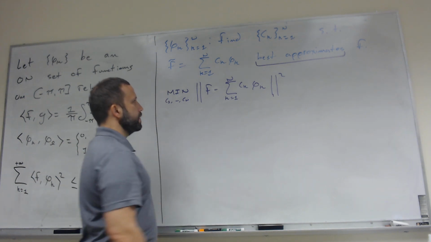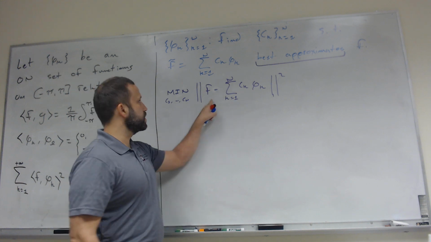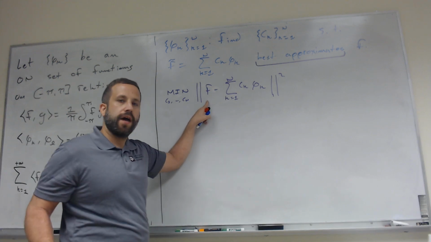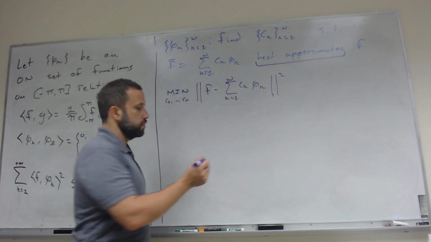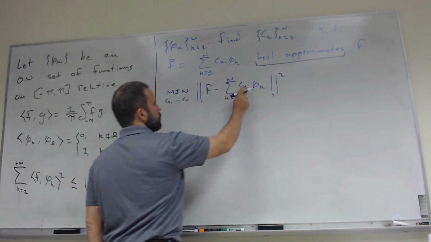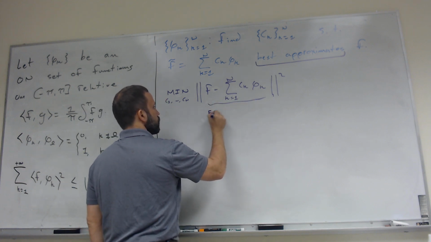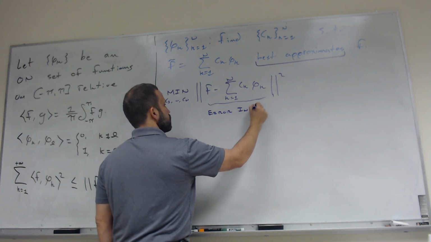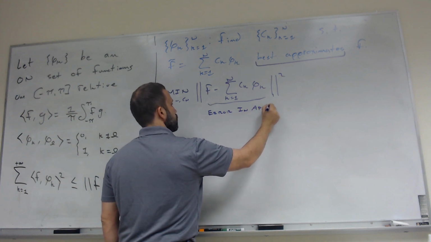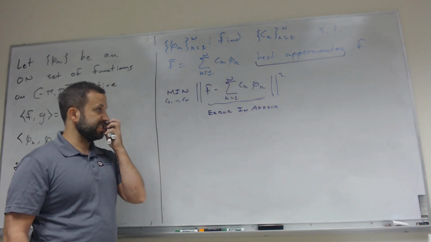Okay, so why do I want to minimize this? Well, if f is exactly equal to this, then these two things are equal, and so it's just equal to 0. If f is not equal to this, in other words, if I can't find coefficients ck to make this equality, this is the error in the approximation. And I want this error to be small in this least squared sense.